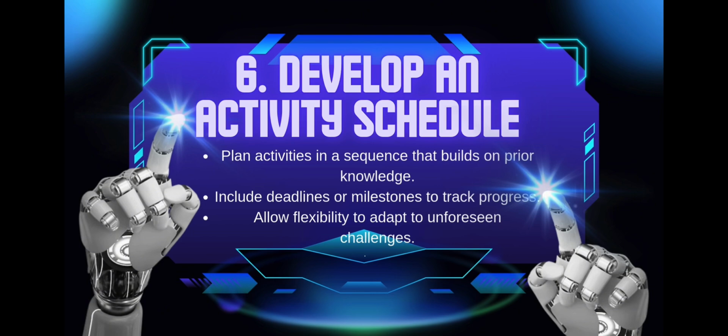Next is include deadlines or milestones to track progress. So set clear goals with time frames to make sure students are on track. Deadlines and checkpoints help both the teacher and student see progress. They also ensure the class doesn't fall behind the schedule.